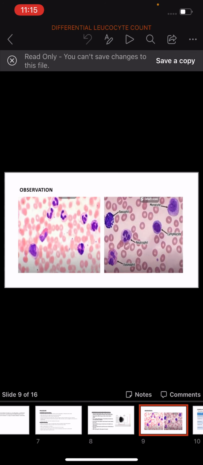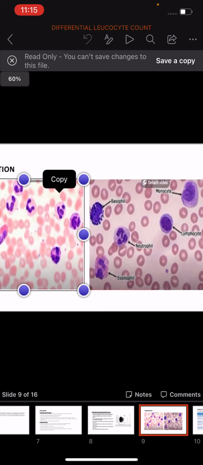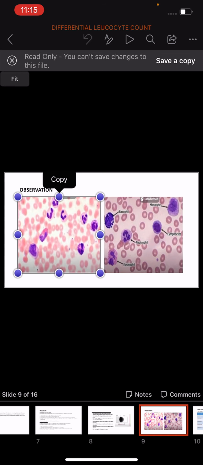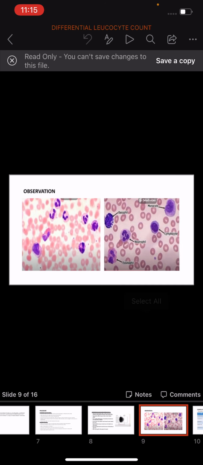Here is the observation. We can see the WBCs are present here. Basophils, neutrophils, lymphocytes, monocytes, eosinophils, all are present.